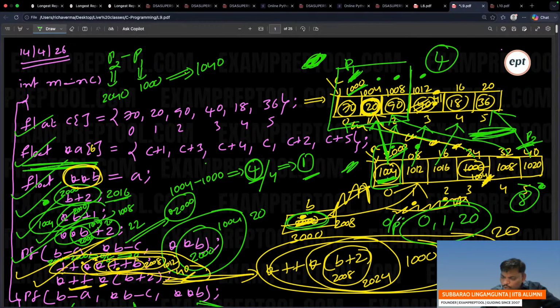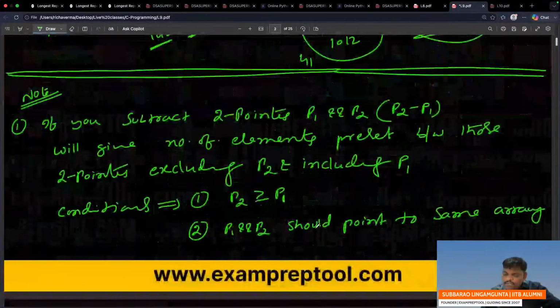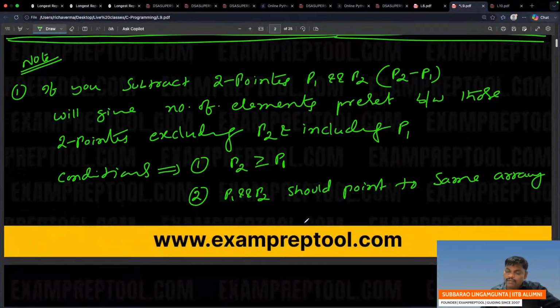So they both should point to the same array. P1 and P2 should point to the same array, not just the same type. If anyone says same type, P1 belongs to one array somewhere, which is integer type, and P2 points to some other array, which is integer type. They are both somewhere. In between, what is there? How do I know? There is no meaning in that.